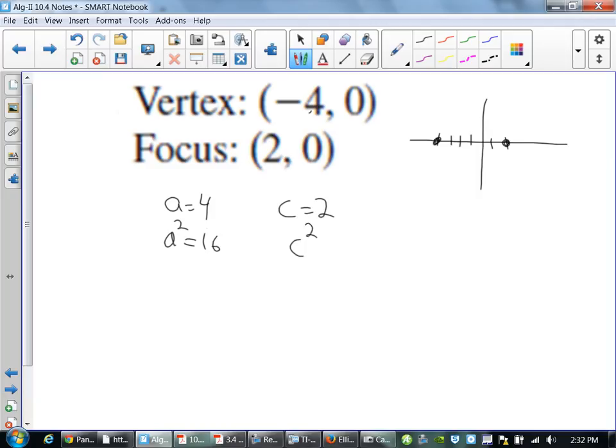And C squared is 4. So Shimke, you're just asking, what happens if you don't need the C sometimes? Well, in this case, we needed the C because we have to find B.